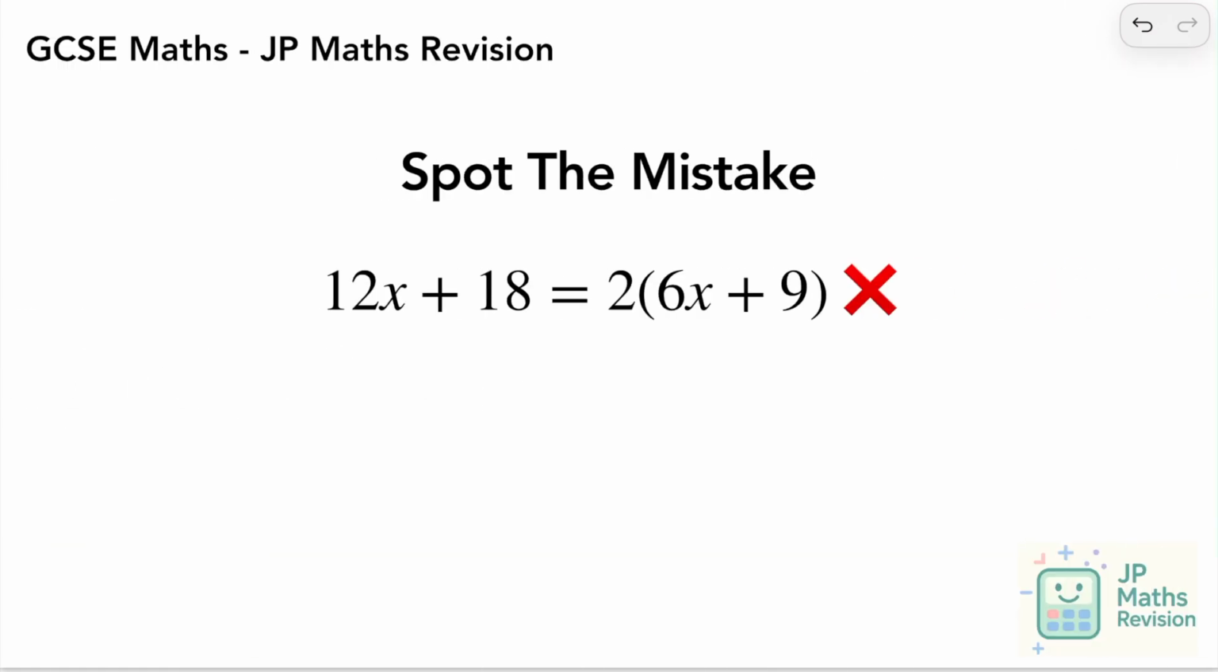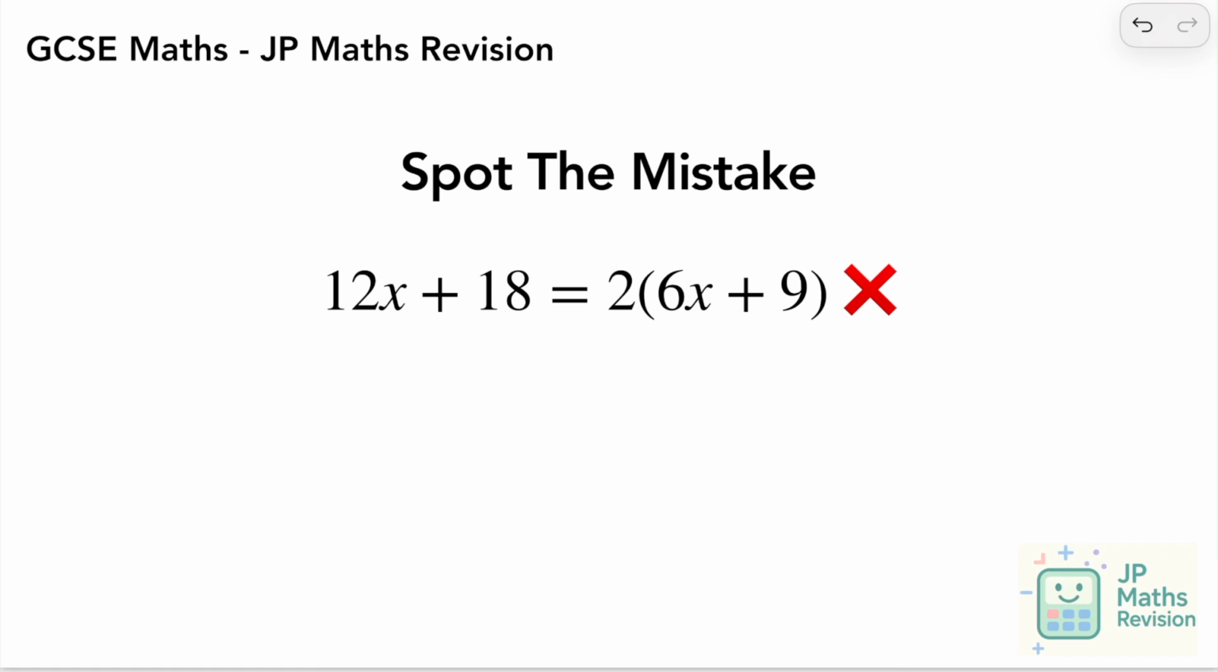So there's been a mistake in this question. It says 12x plus 18 is 2 bracket 6x plus 9. So if you want to pause the video and think about what the person who's answered this question has done wrong, I'll say the answer in a short moment.